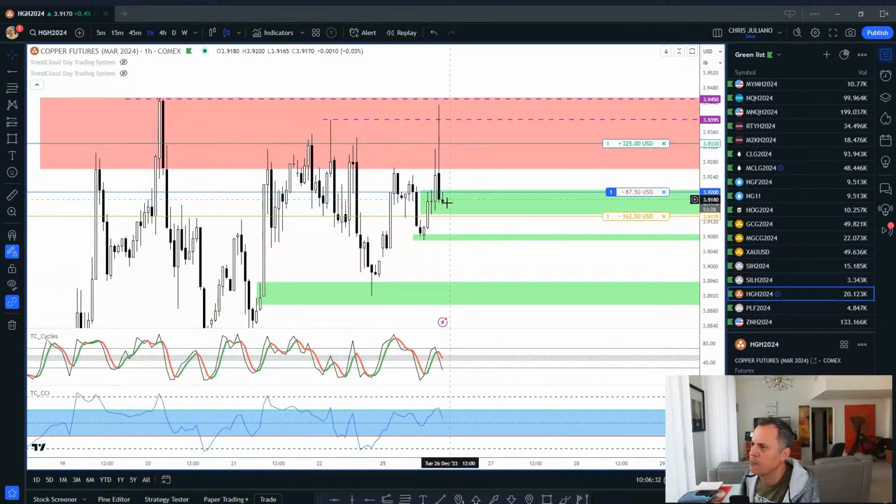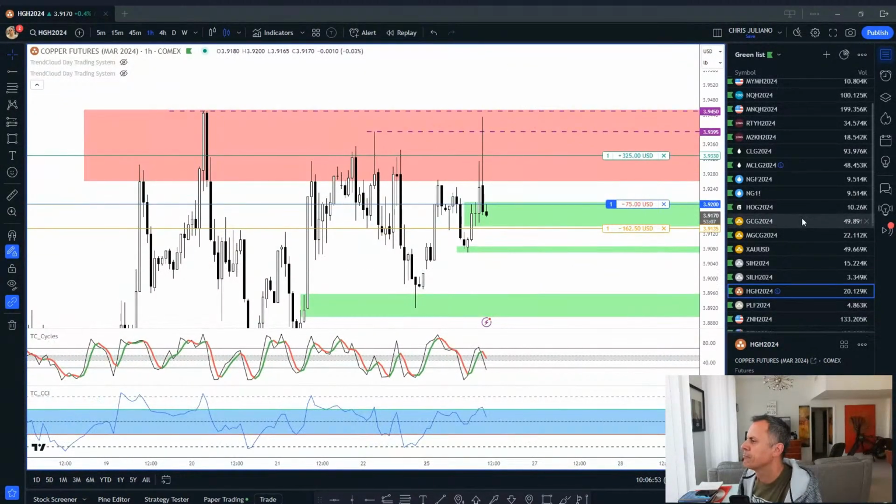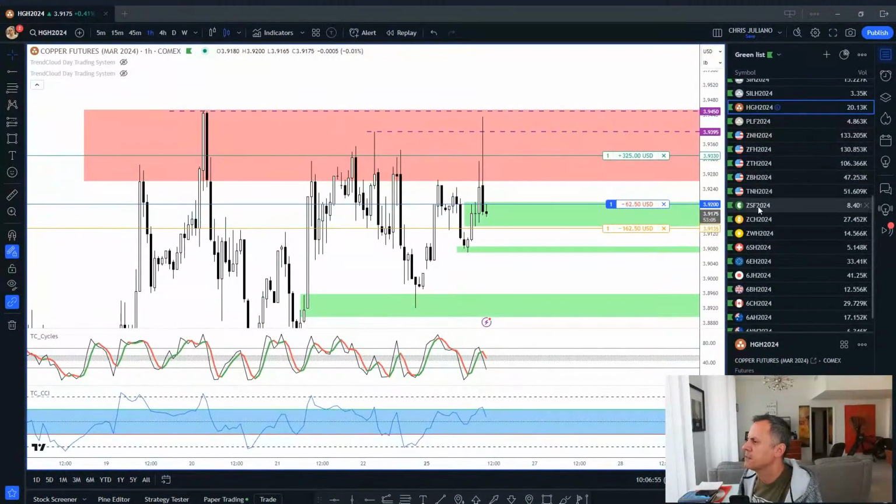Okay, so hopefully this holds and we get one more move out to the upside. This demand zone here is going to outpace any kind of indicator. Let's take a look.